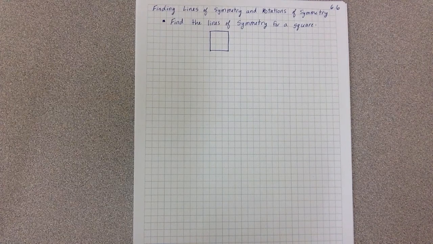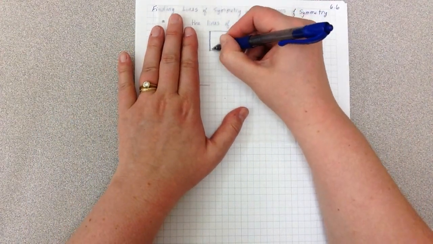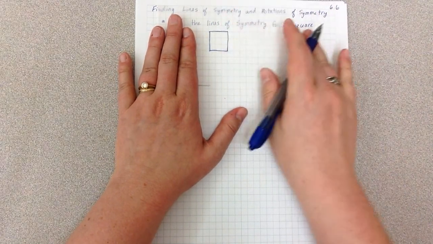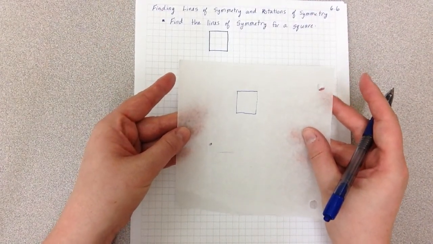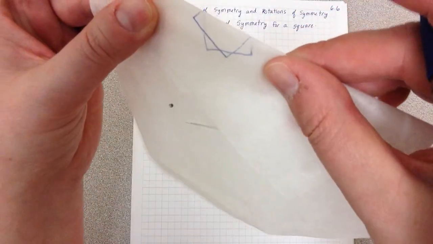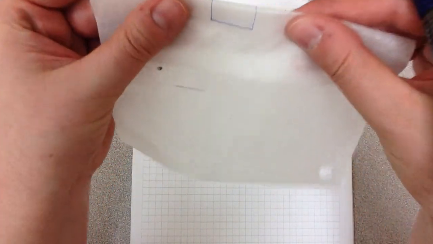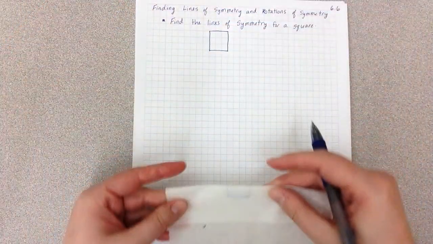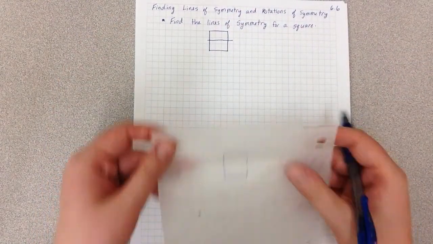So one nice thing that we can do is copy our square onto patty paper and then actually fold our patty paper so that the square ends up back on itself. If we fold here, we can see the square does not end up back on itself. However, if we fold down the middle, our square does end up back on itself. So we can say that this is one line of symmetry.